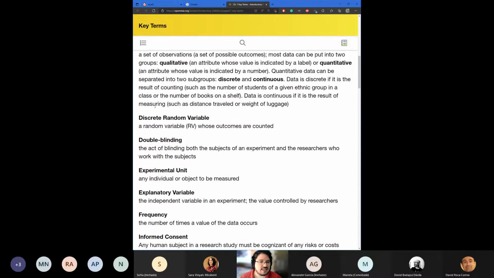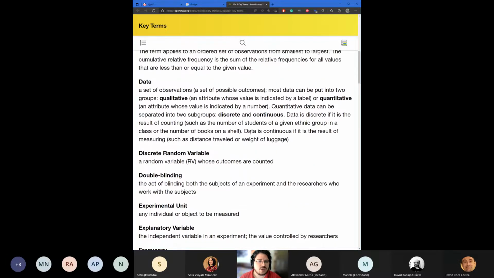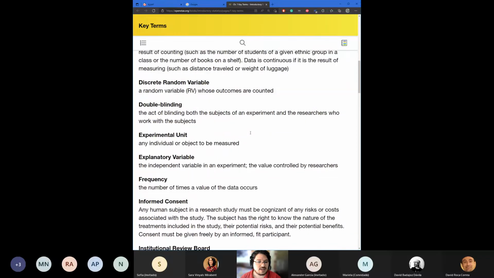Now, these are not in any particular order, but a discrete random variable is a random variable whose outcomes are counted. Meaning these would be items where we explicitly say out loud how many of those we have. So for instance, how many people are between 90% and 100%? That's a discrete variable because that's a number, that's a count. If we have counts, that variable is discrete.